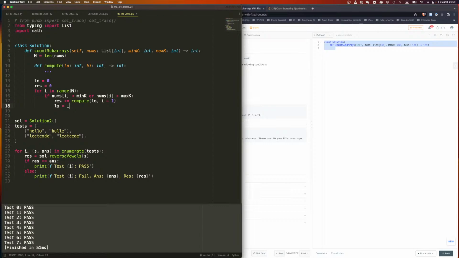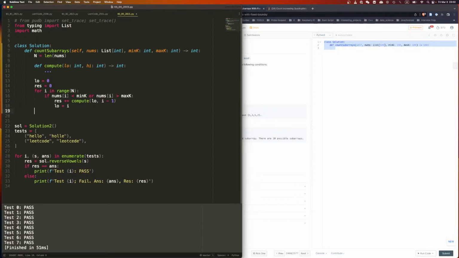If it's good, then we just keep going. If it's bad, we'll do this. So we keep moving low. If this is this, then we'll keep moving low. And then we will return res. And then compute, we should actually put 2 more things inside. Otherwise you have to redo this. Yeah, we'll handle this.